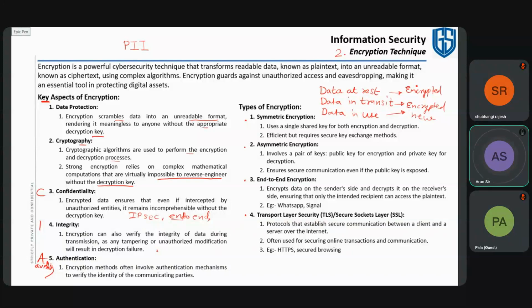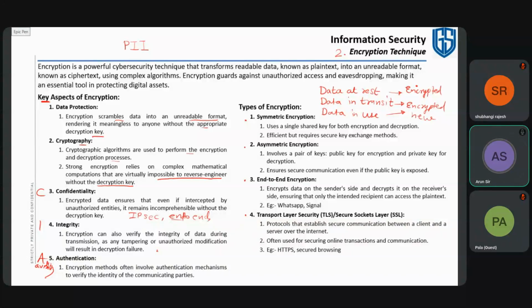It is like you are sending a suitcase or trolley which is already locked, and you are sending the key along with it. So there will be some threats associated with this. Symmetric encryption is simple and easy for key exchange, but it requires a very secure way of key exchange. So that is called symmetric encryption.